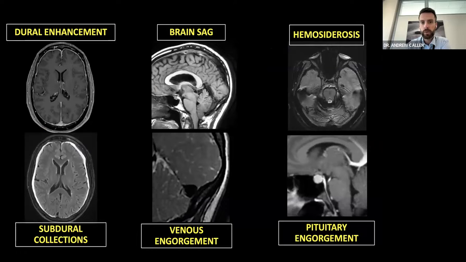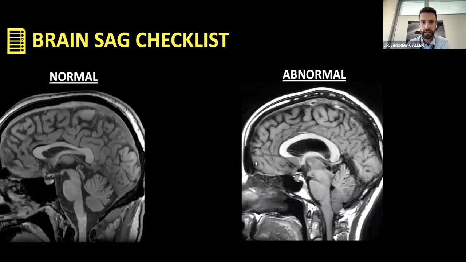the brain, with these characteristic imaging findings of dural enhancement, diffuse pachymeningeal enhancement, brain sag, hemosiderosis at times, subdural collections, venous engorgement, and pituitary engorgement. Let's go through these in a little bit more detail. So, the brain sag checklist.